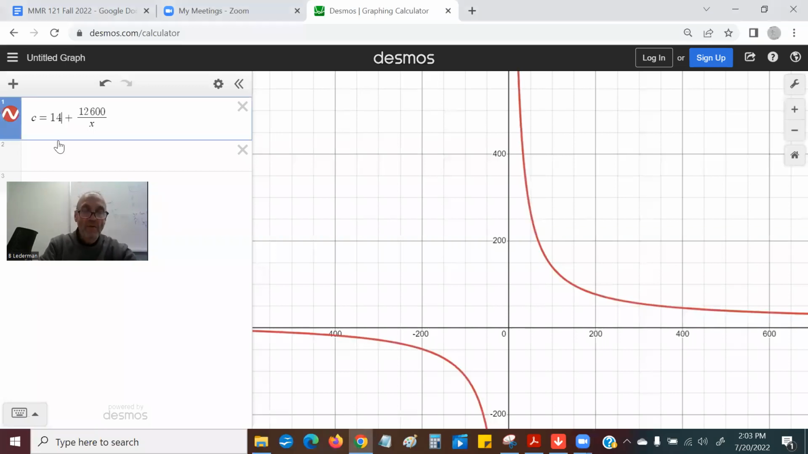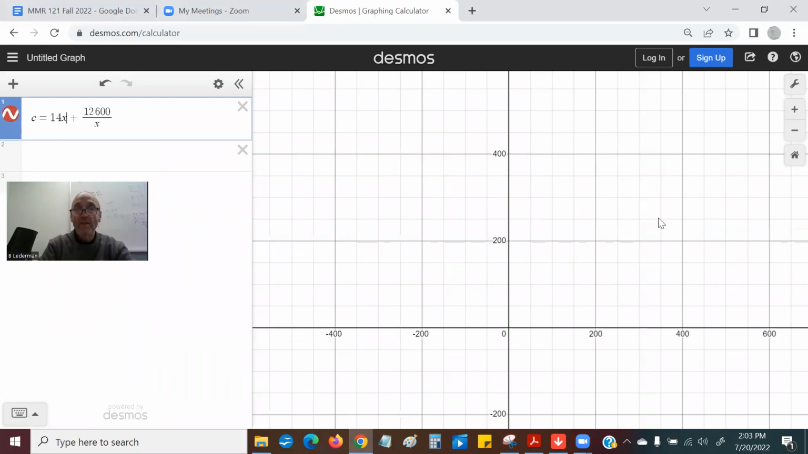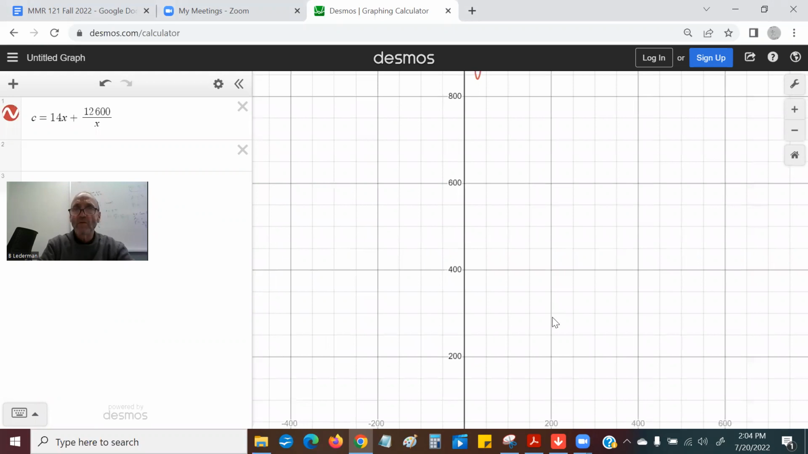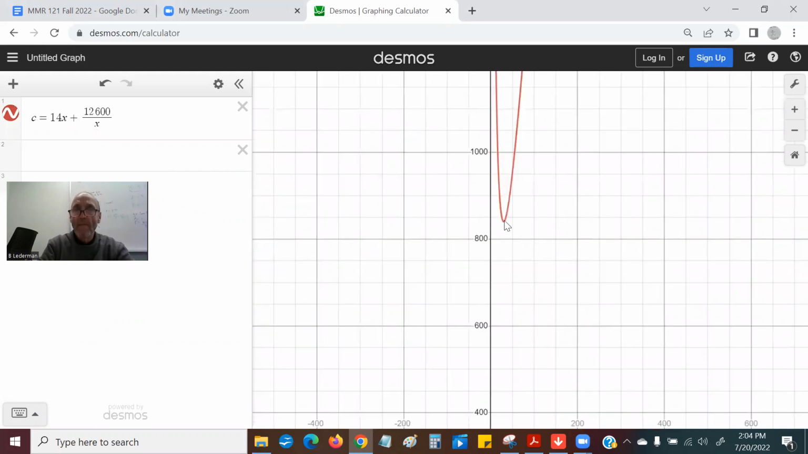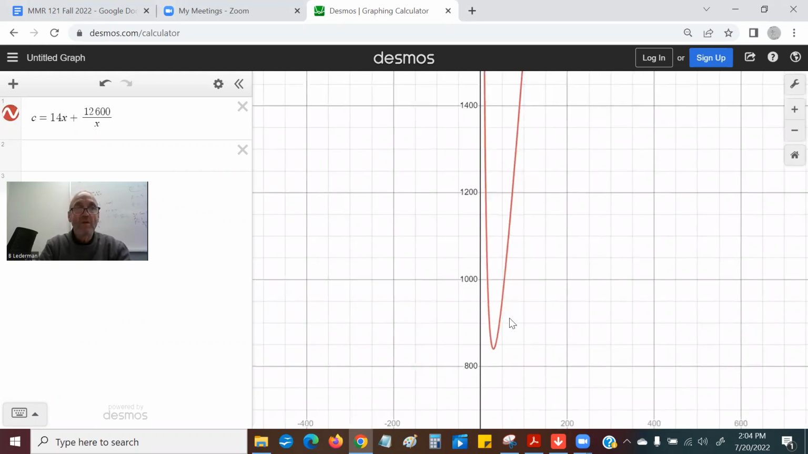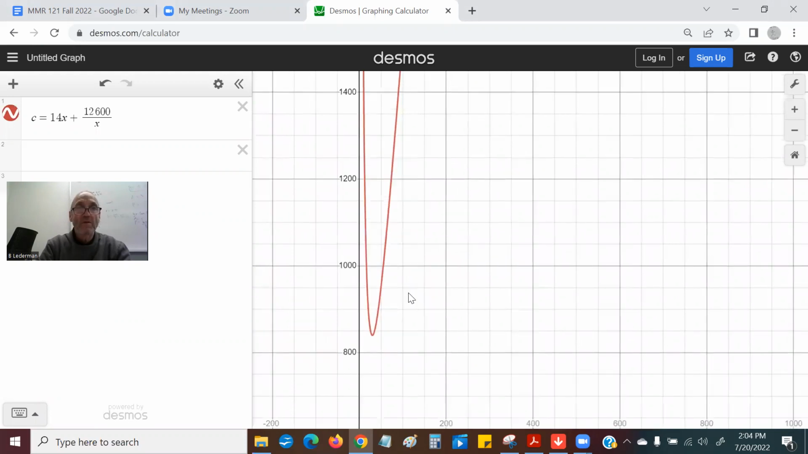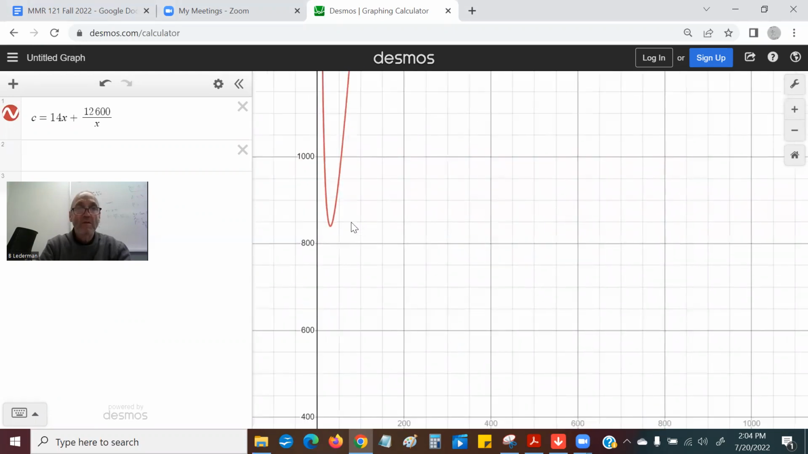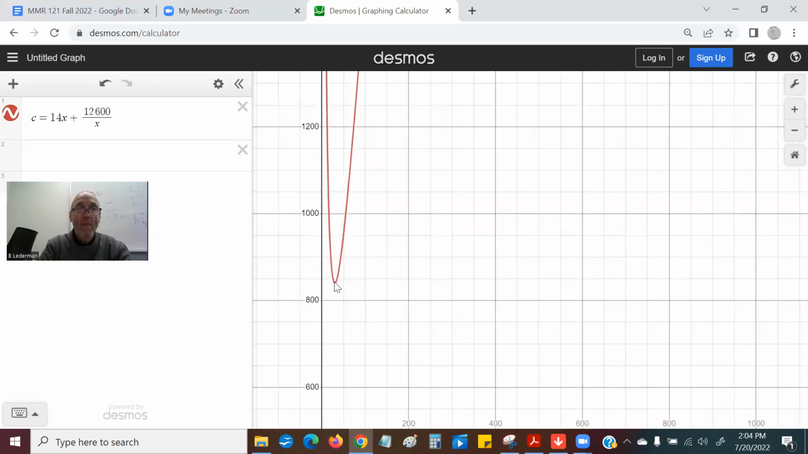I just noticed I made a typo. That should be 14x. Now let's see what happens when x equals 20. So when x equals 30, the cost is 840, and let me bring this down more. Perfect. Very nice. Let's continue.